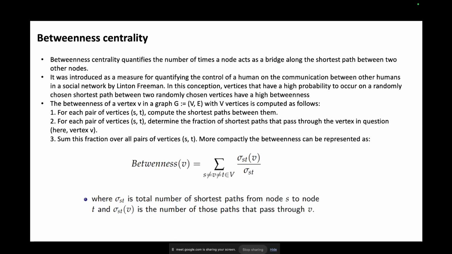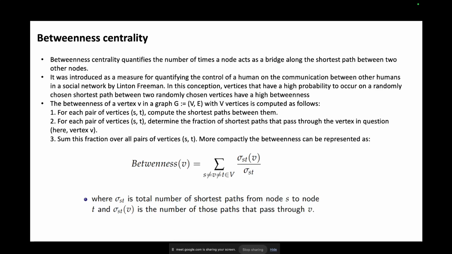Now, this is something that is actually quite important and quite common, which is betweenness centrality. It quantifies the number of times a node acts as a bridge along the shortest path between two other nodes. Imagine you have three nodes A, B, and C in a simple graph. A is connected to B, B is connected to C. So you have two connections, A to B and B to C. The shortest distance between A and C will be through B, right? If you want to move from A to C, you have to move through B.